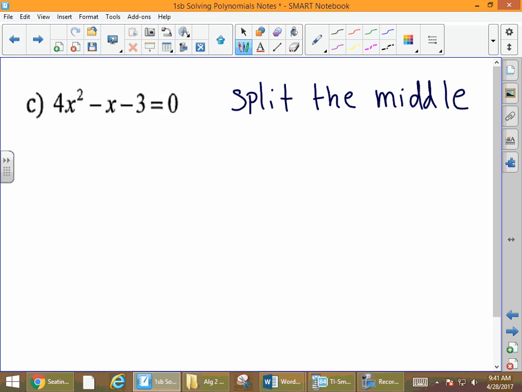And when we split the middle, the 4 is the A and the 3 is the C. 4 times 3 is 12. A times C. And our factors of 12 are 1 times 12, 2 times 6, and 3 times 4. Will any of those factors either add or subtract? And actually what I usually say, will any of those factors combine to be 1, either adding or subtracting?